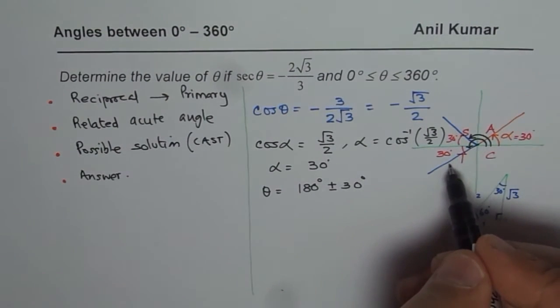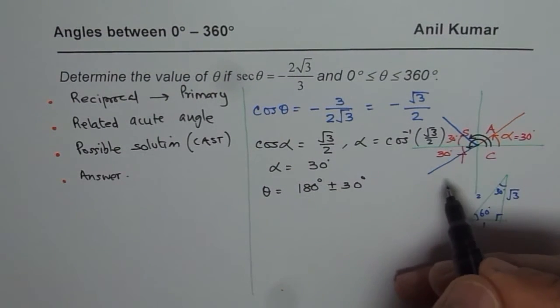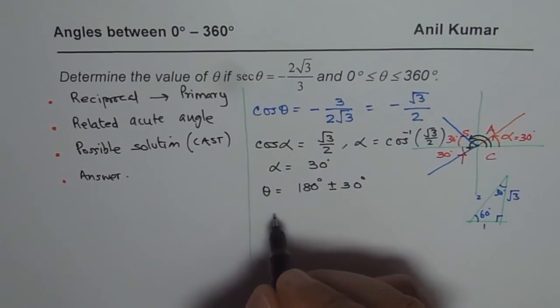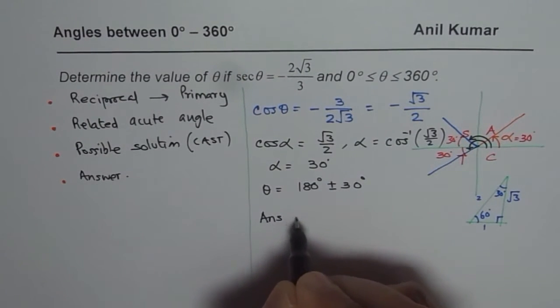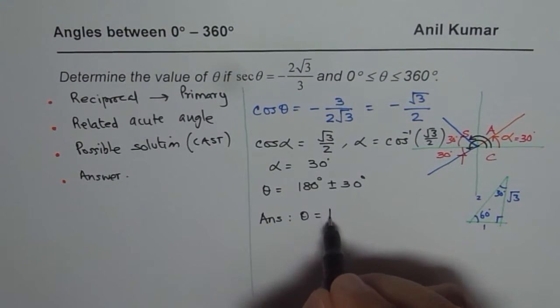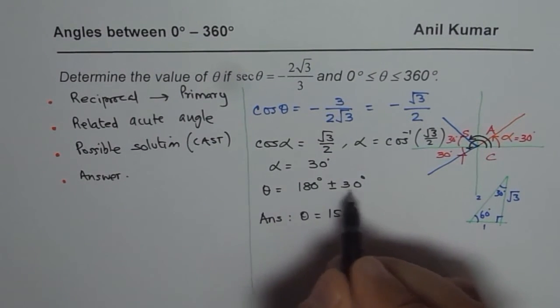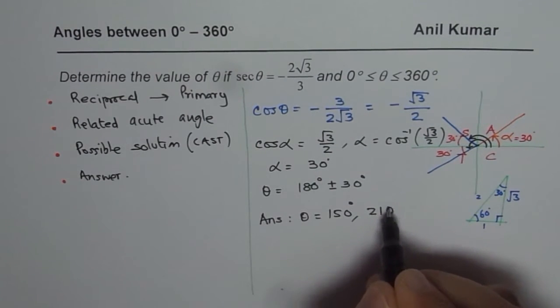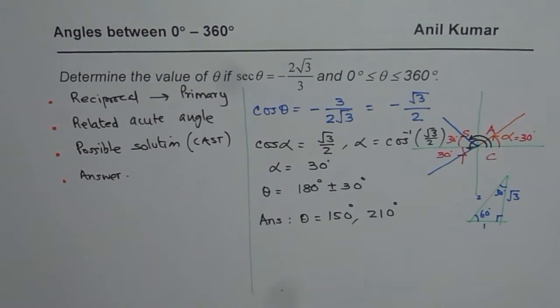If you add, you get quadrant 3. If you subtract, you get quadrant 2. So our answer here is theta equals 180 take away 30, which is 150 degrees. And if you add 30, you get 210 degrees. So these are the two possible solutions for you. I hope the steps are absolutely clear. You should follow these steps to always answer in the correct way.